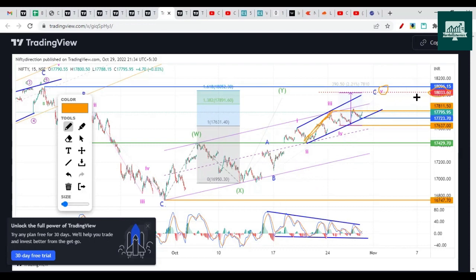So here, the max upside possible with this chart can be 18,033. We are going to discuss 3 cases, by the way. Why are we discussing multiple cases? Because at this point, we don't know what the perfect wave count is.